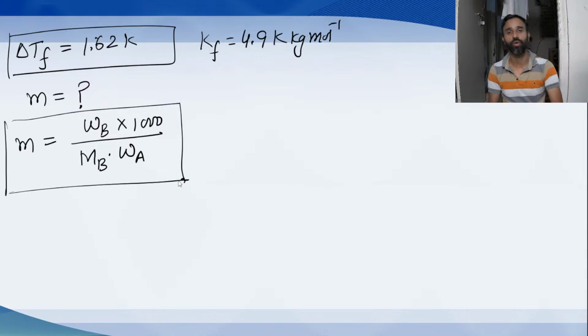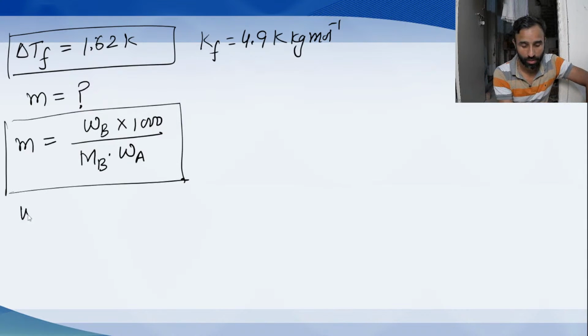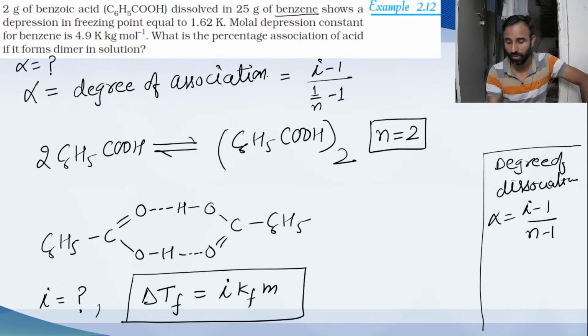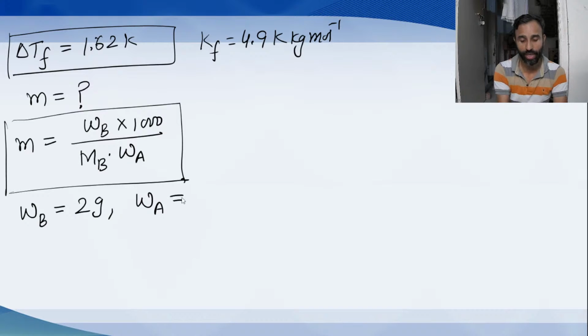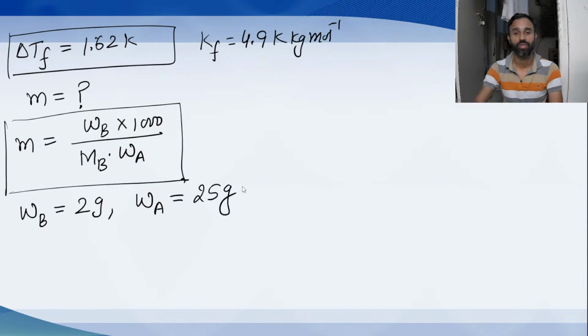Now WB is given to us. What is WB? 2 gram. Benzoic acid is the solute, WB is 2 gram. And what is WA? That is benzene, 25 gram. So now we go back. WB and WA are given.